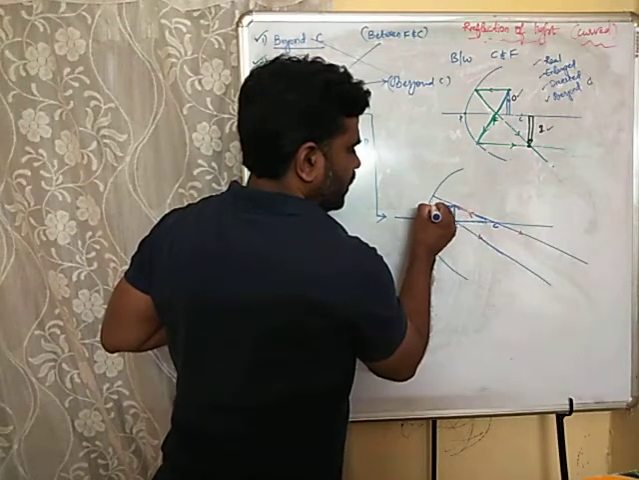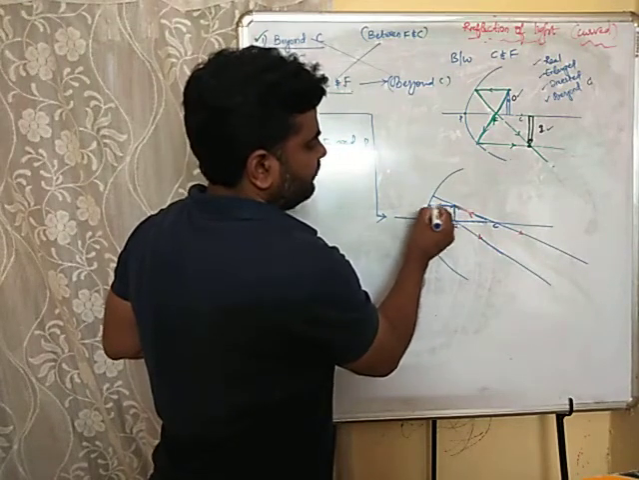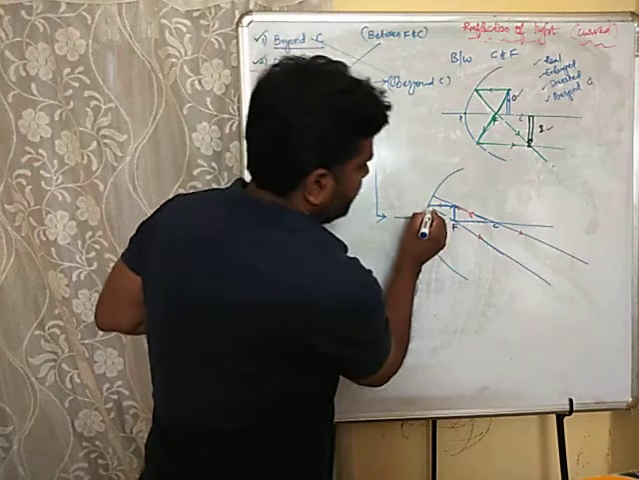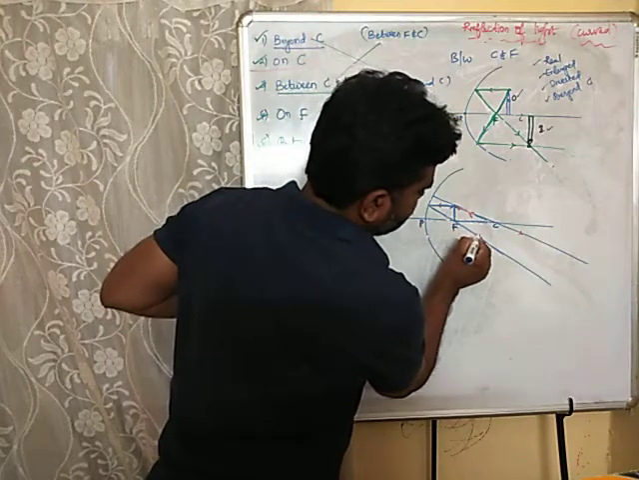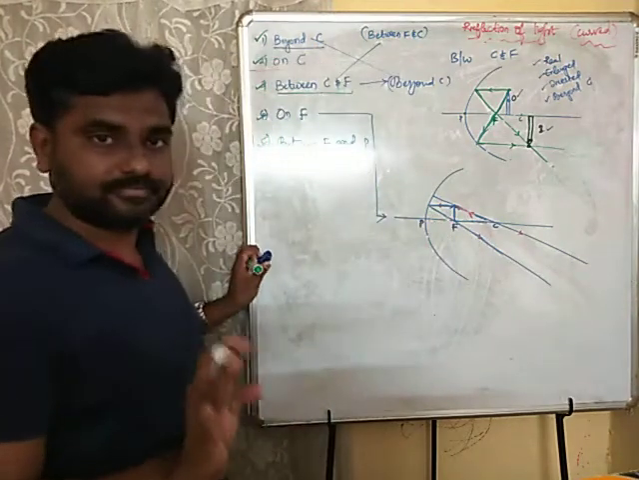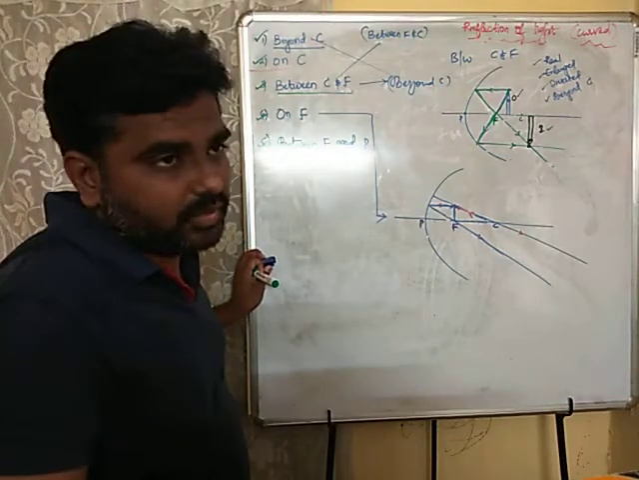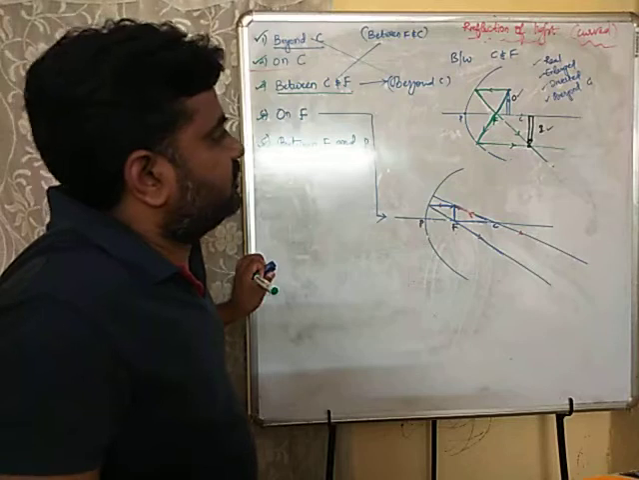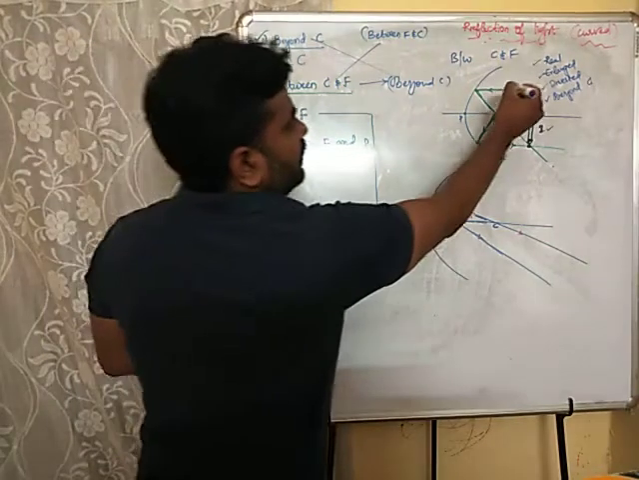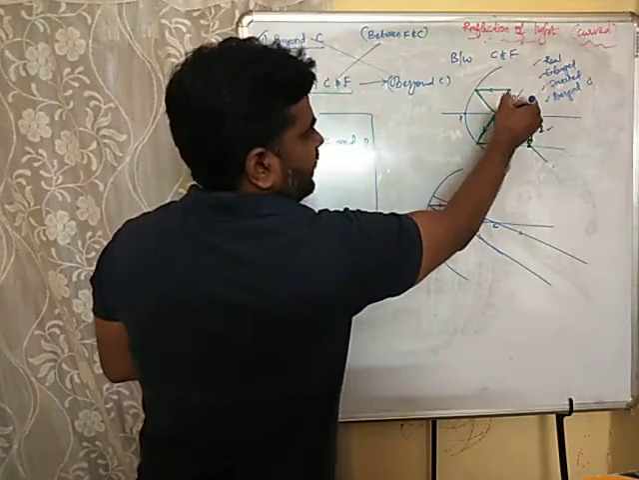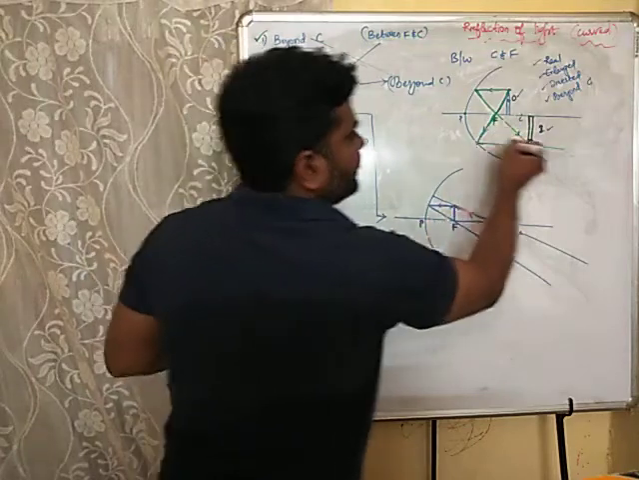So first you draw a light ray which is parallel to the principal axis, and that reflected light ray has to pass through the focus. Up to that it is the same or similar to the previous one. Now the second comes. What is the second principal ray diagram? When a light ray is passing through the focus, it will become parallel.